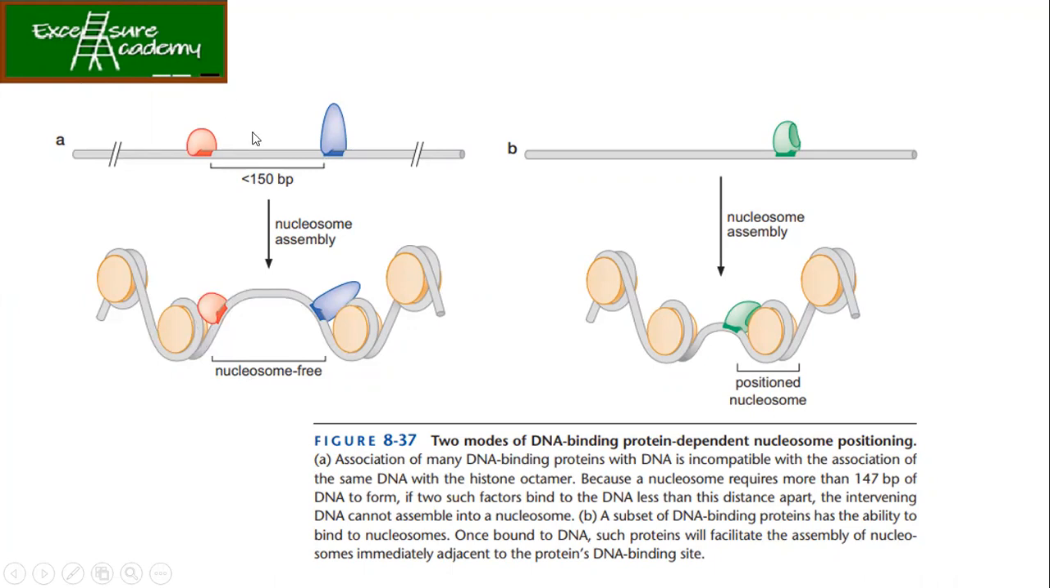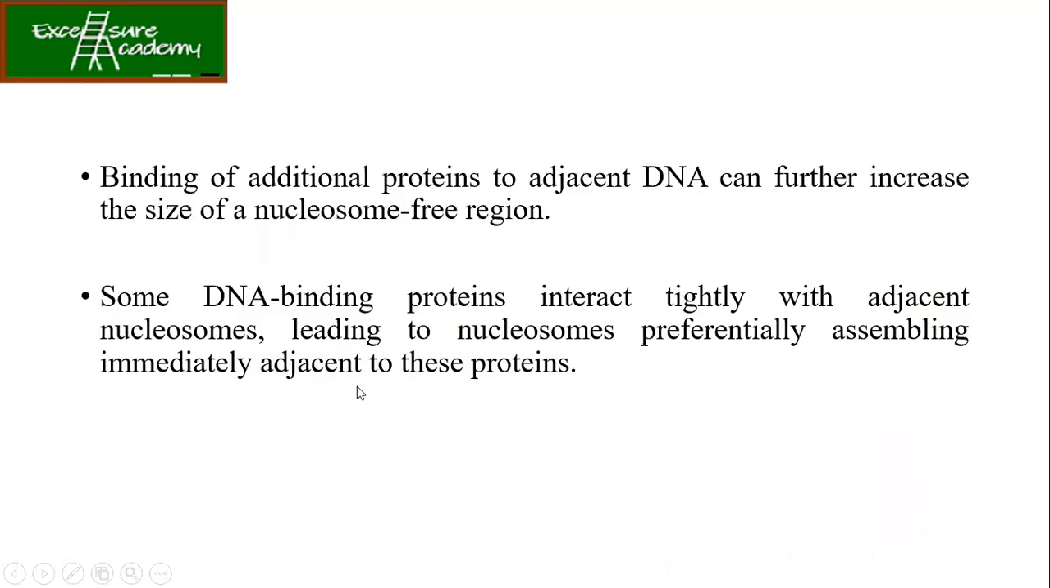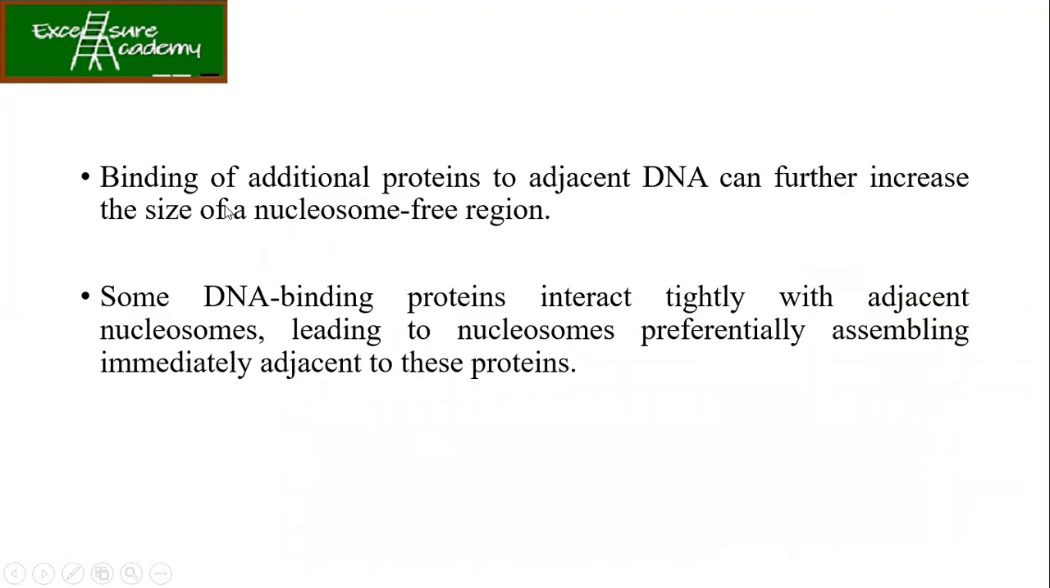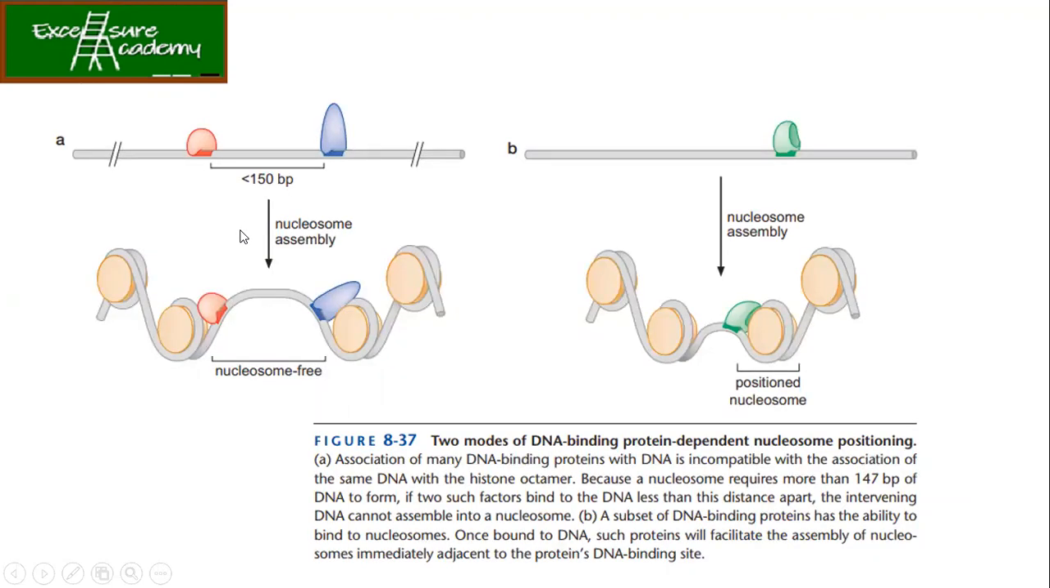So what will happen here? So many DNA binding proteins are there which is coming, okay, and they go and bind. So what happens? Since we know that the nucleosome requires at least 147 base pair, now if it is not available, so nucleosome cannot assemble in that particular region. So this region will remain nucleosome free. Okay. Now binding of the additional proteins to the adjacent DNA can further increase the size of the nucleosome free region. तो यानी कि अगर यहाँ पे एक और प्रोटीन ऐड होता है तो जिसकी वजह से क्या होगा, this length is going to be increase.